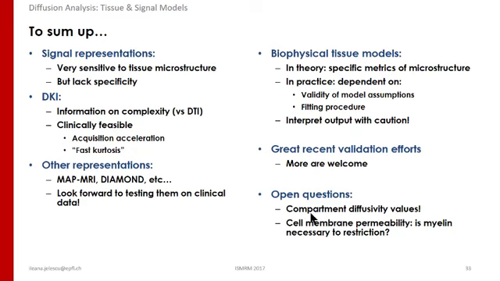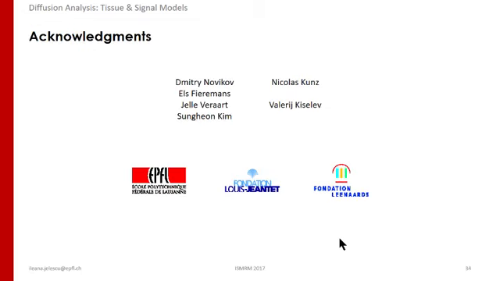And the other one that I didn't really mention, but that is very important, is the cell membrane permeability. And roughly, is myelin necessary to restriction? Meaning, in the gray matter, would we just see myelinated axons in this stick model, or would we actually see all dendrites?